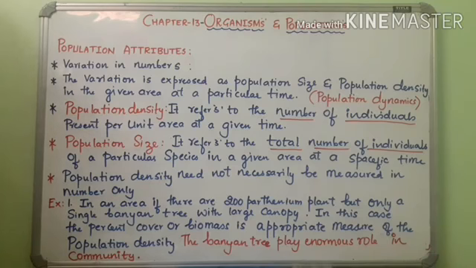Thus, the population of an area does not remain constant. This variation is expressed as population size and population density in a given area at a particular time.